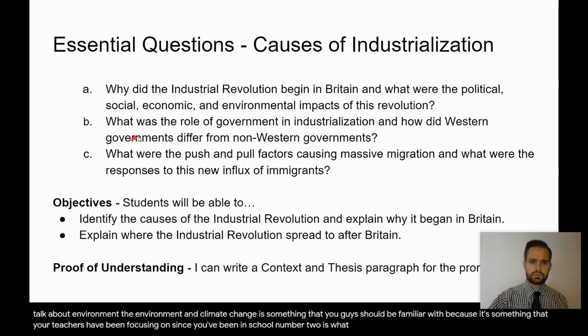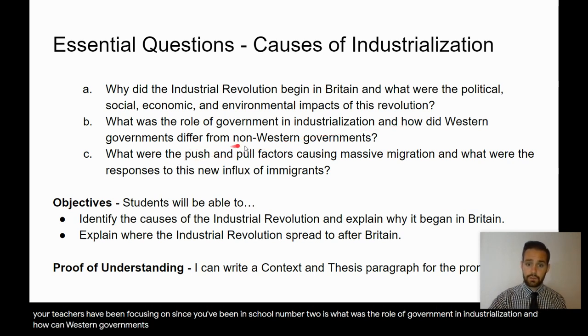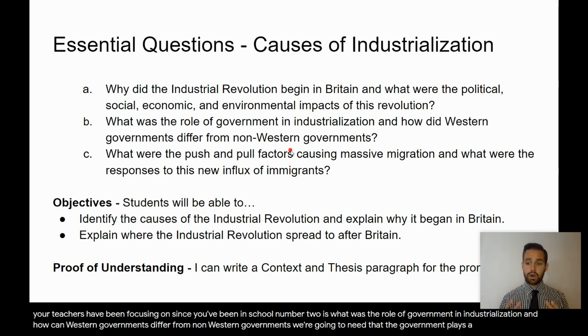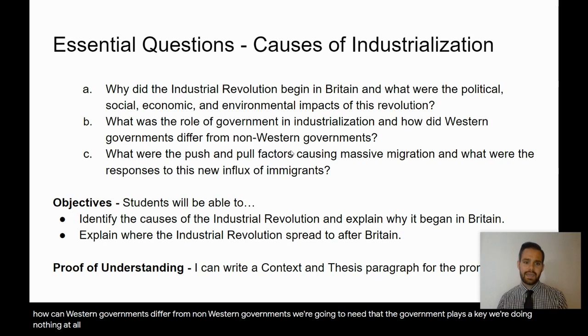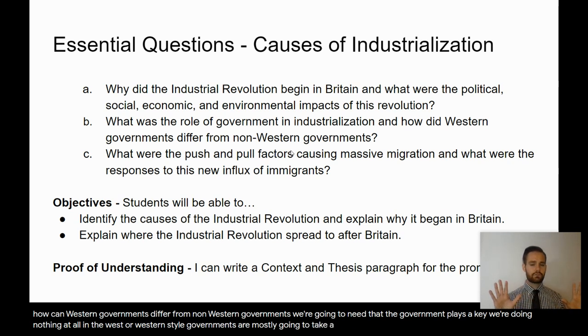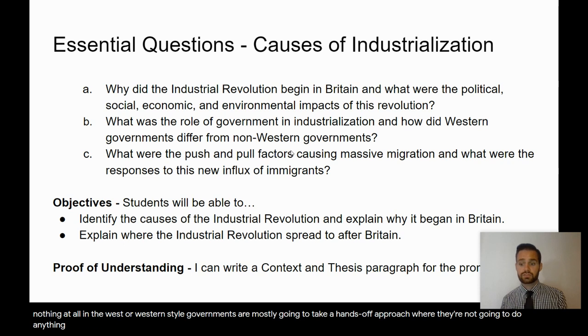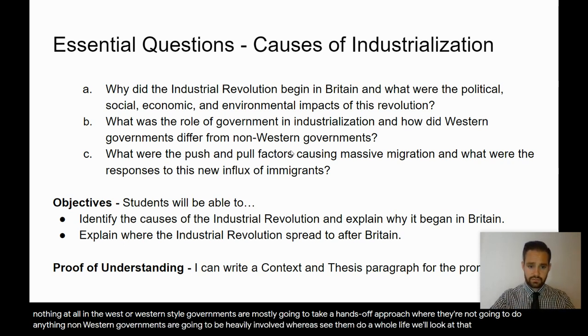Number two is, what was the role of government in industrialization, and how did Western governments differ from non-Western governments? We're going to see that the government plays a key role, either by doing a lot or doing nothing at all. Western style governments are mostly going to take a hands-off approach where they're not going to do anything. Non-Western governments are going to be heavily involved. We're going to see them do a whole lot. We'll look at that another day in class.